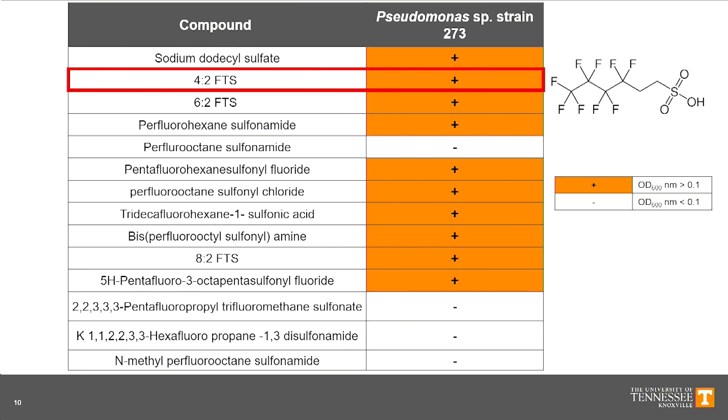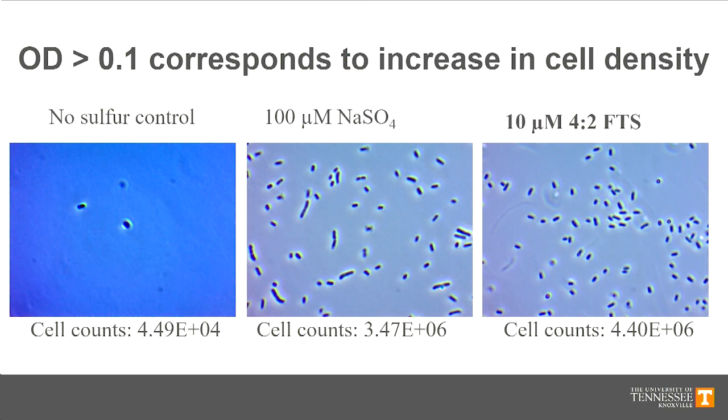So after using this high throughput testing system, we made these microcosms. And essentially what we did is we looked at it under the microscope, and we see that whenever there's no sulfur, there's not a lot of cells present. But whenever we have a sulfur source, whether it's sodium sulfate or that sulfur-containing PFAS, there is an increase in cell density.